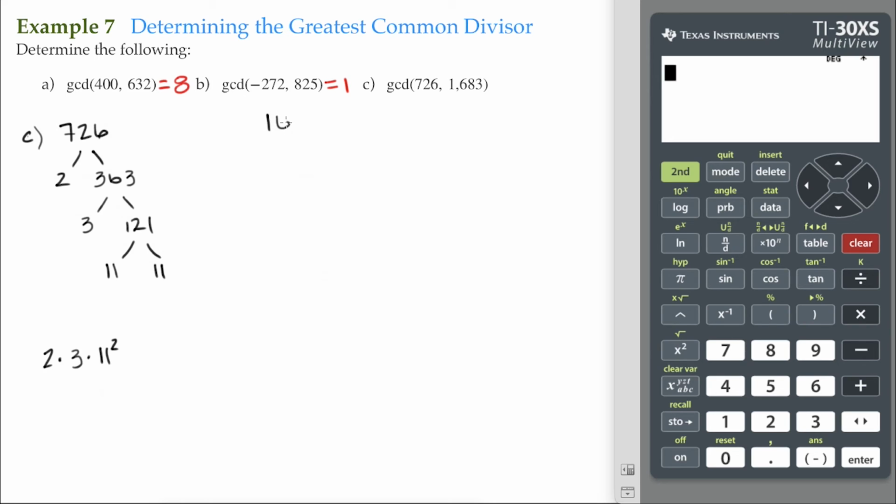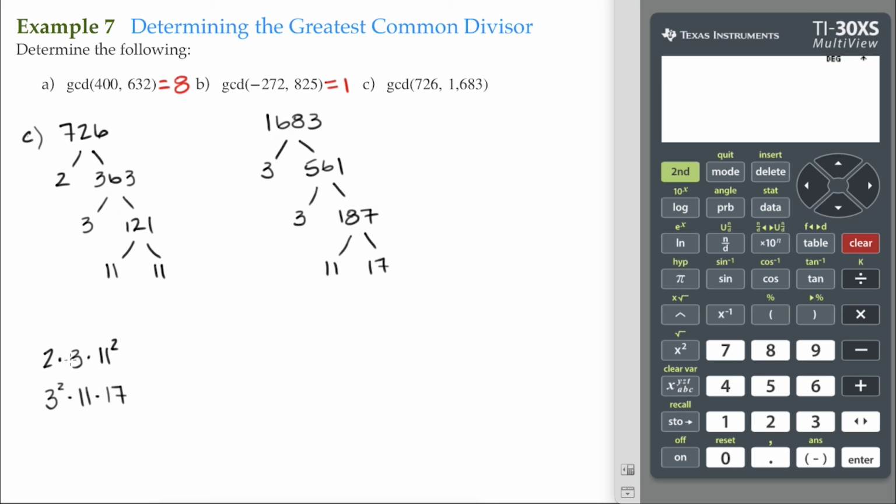For 1,683, that's 3 times 561, 3 times 187, and then 11 times 17. So this is 3 squared times 11 times 17.